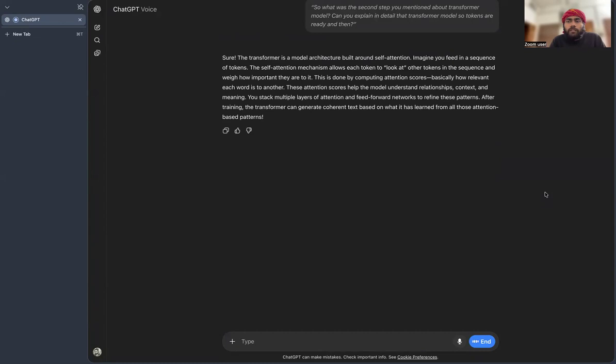But you mentioned in a very brief way that the self-attention mechanism lets tokens understand the patterns and sequences. But how does that transformer model actually work?